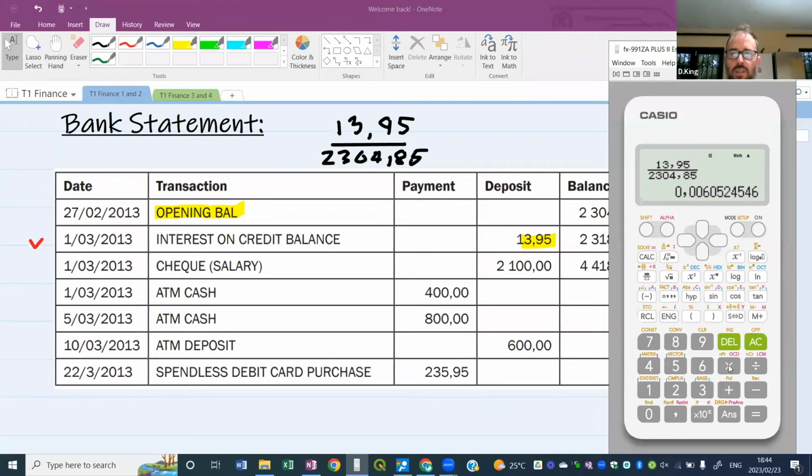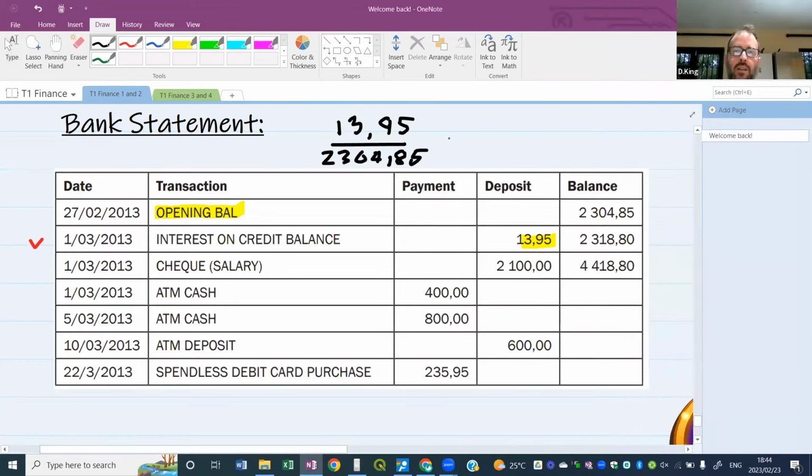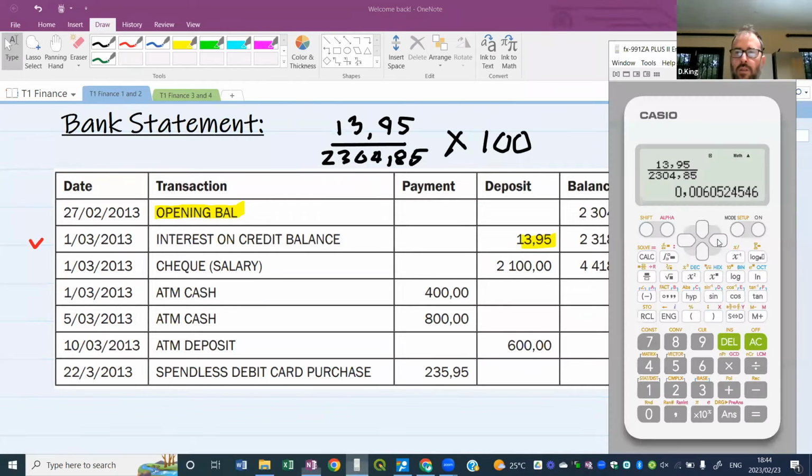Okay, to find this as a percentage, you need to multiply this by 100. So this fraction here, you'll just say times by 100 to get a percent. All right. So let's do it on the calculator. I move right to the end of this formula, and I times by 100. So it's 0.605, which is a small percent, 0.605%.